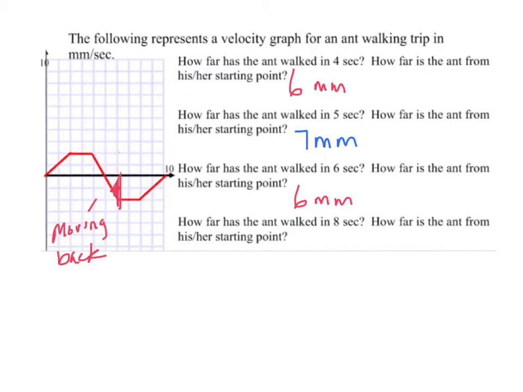Next, at 8, 8 is right here. Remember the area up here was 7. Down here, 1, 2, 3, 4, 5, it's 5. So forward 7, back 5, which takes us to the 2 millimeter mark. Now there are a lot of things we can do with a velocity graph. We can do speeding up, slowing down, change directions, acceleration, and now we can start to get an idea of how far the object or ant or particle or whatever has moved.